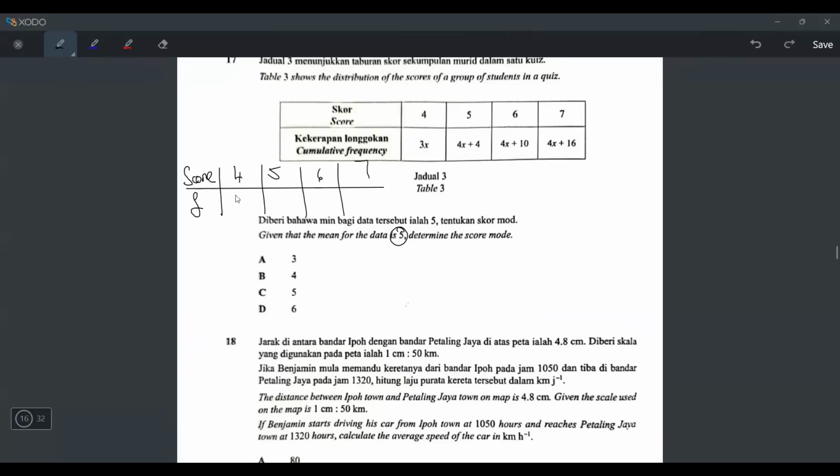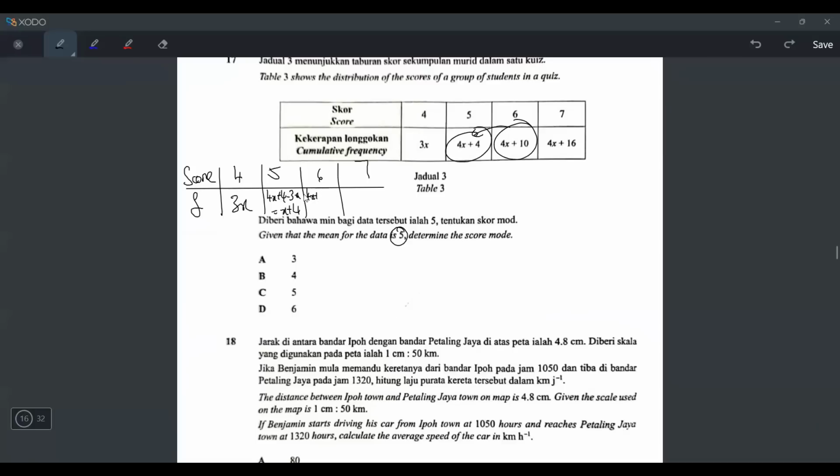So what will be the frequency for this one? It will be 3x, because the first one is always the same. And then the next one, it will be 4x plus 4 minus 3x, which is x plus 4. And then for this one, the frequency will be 4x plus 10 minus the previous one, which is 4x plus 4.